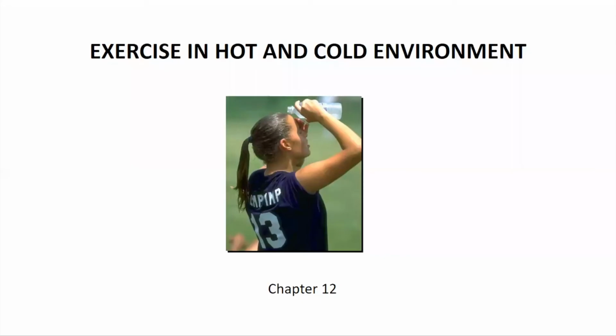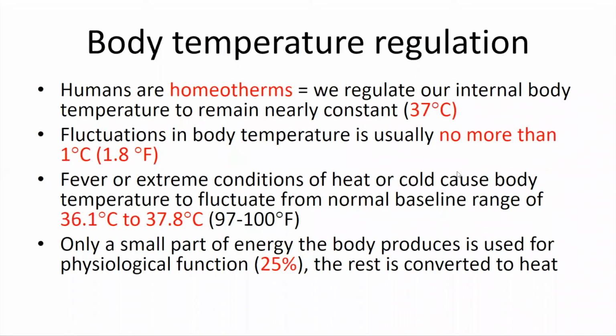Welcome to Chapter 12. In this section, I will be talking about how we regulate our body temperature. As humans, we need to regulate our body temperature so it remains nearly constant at 37 degrees Celsius. So when our body temperature becomes hotter than this, our thermoregulatory function is going to be able to cool us down. Likewise, if our body temperature dips below 37 degrees Celsius, our body will help to try and increase the amount of heat being produced in our body to increase our body temperature.